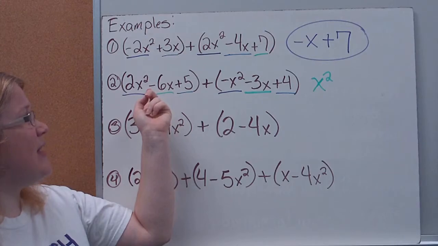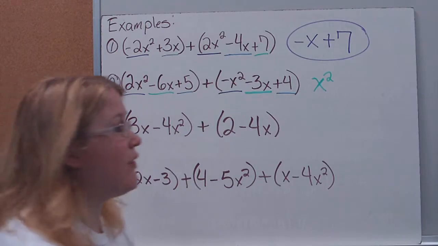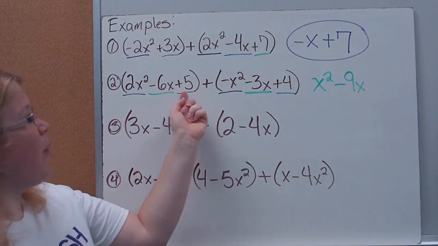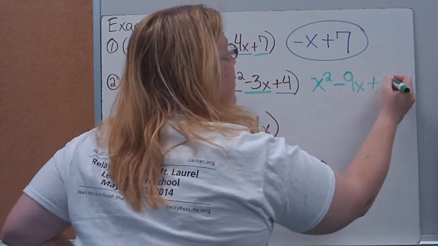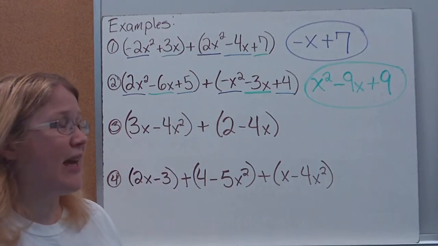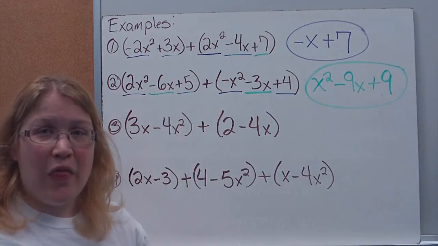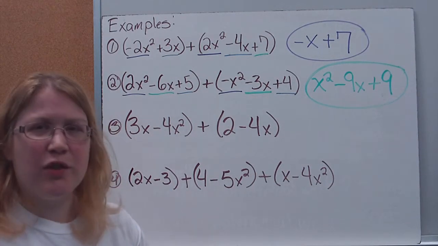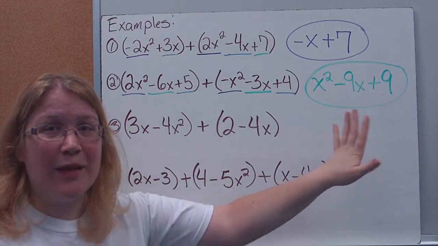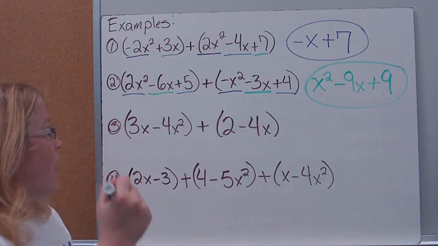Remember, pay attention to our signs. Negative 6x, negative 3x. So negative 6 and negative 3 give me negative 9 x's. I have a positive 5, a positive 4, so plus 9. So my answer is x squared minus 9x plus 9. Don't try to go any further. There's nothing else you can combine. That's the answer. And sometimes it just throws kids off because you want one answer and this has 3 different terms in it. That's okay. It's a polynomial answer. That's what I'm looking for. I've combined like terms.